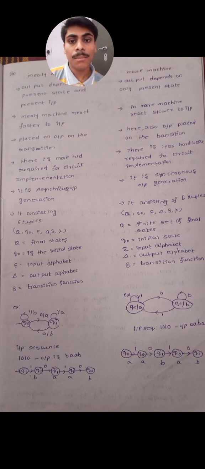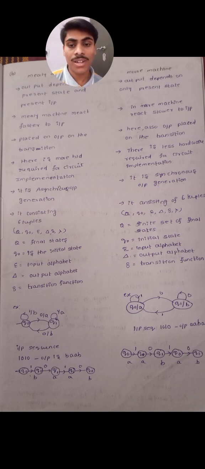Here the output is placed on the transition. In Moore, the output is placed on the state. There is more hardware required for circuit implementation, and it is a synchronization output generation in a Moore machine. It consists of 6 tuples in the Mealy machine. Those are Q, q naught, sigma, delta, small delta and lambda.